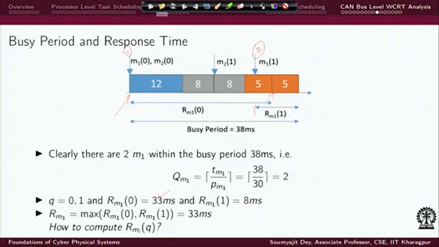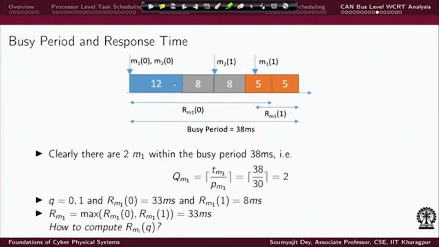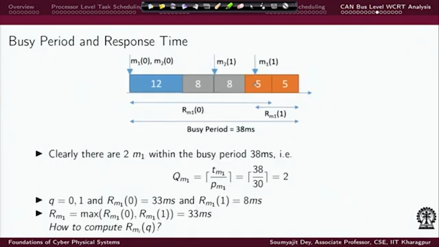So if we want to check, let us just go back and see the task setting here. Yes, so M1 has the periodicity 30 itself, and M1 has a transmission time of 5, so that means this indeed comes at 30 and the busy period length is 38. So definitely the transmission time is 8 milliseconds here. Okay, now definitely the max would be 33, so that's the worst case response time.